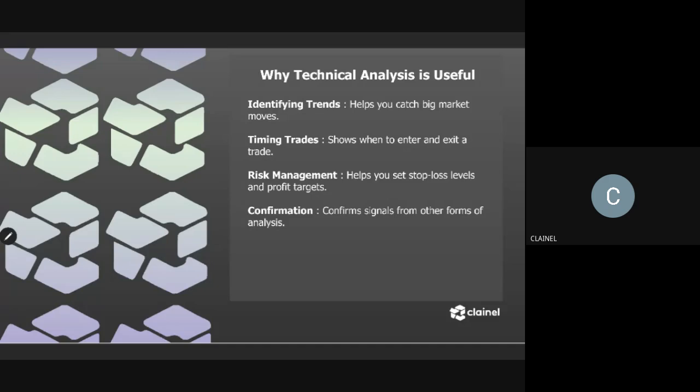And also we have risk management. Risk management helps you set stop loss levels and profit targets. This was what we were just talking about. Then down to confirmation, why technical analysis is useful.